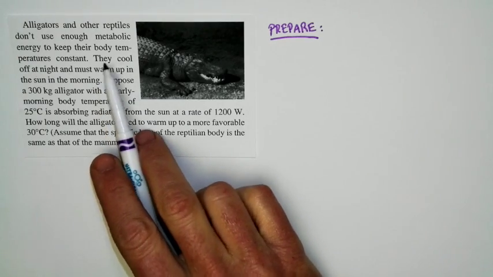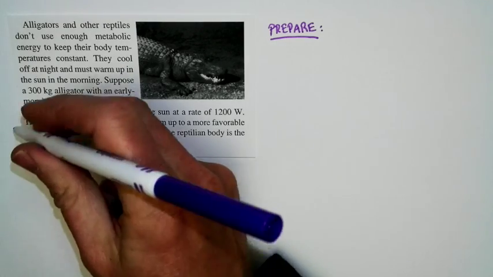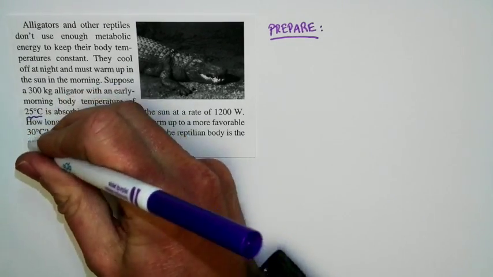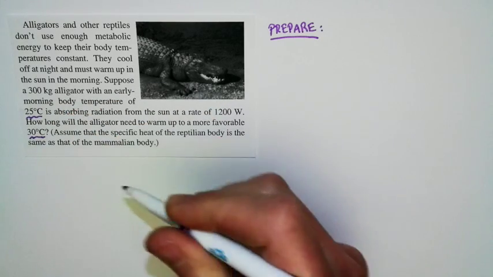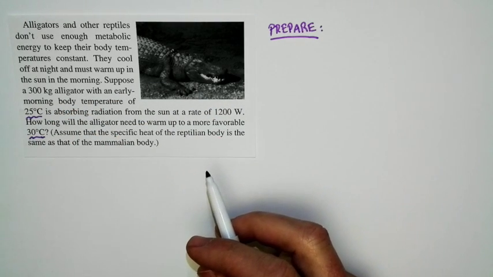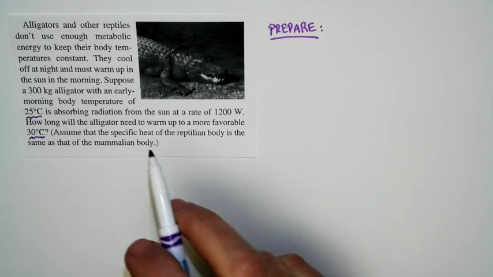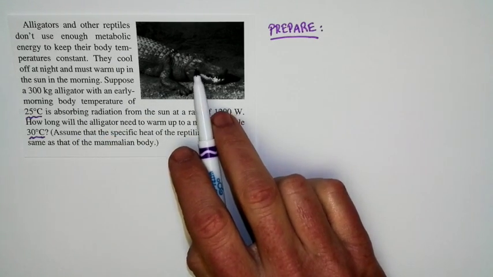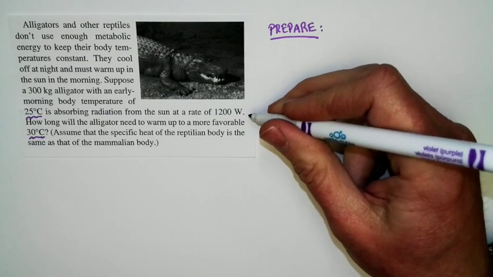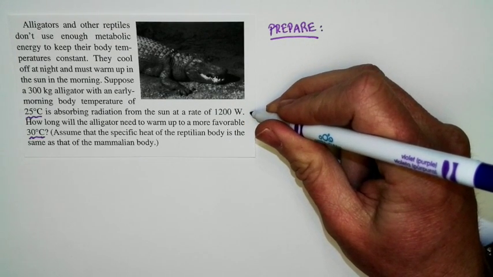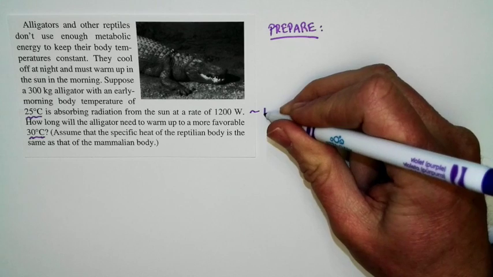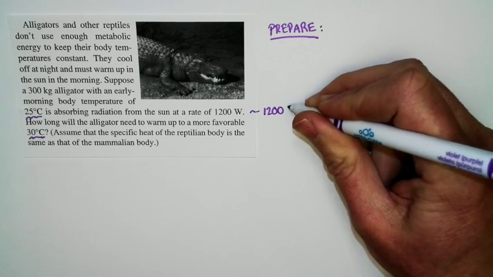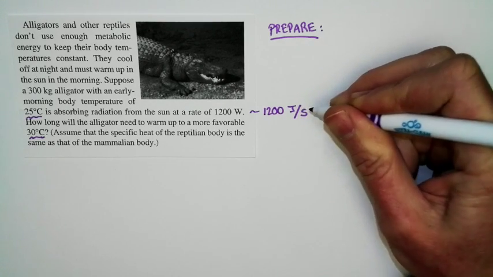Okay, this is a question about an alligator. It starts the morning at a temperature of 25 degrees Celsius and needs to warm up to a temperature of 30 degrees Celsius. Well, you and I keep our body temperature constant by using metabolic energy, but an alligator doesn't do that. We're assuming this particular alligator warms itself up by getting energy from the sun, at a rate of 1200 watts, or 1200 joules per second.